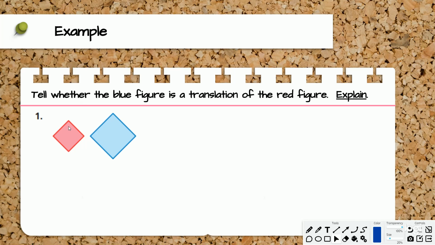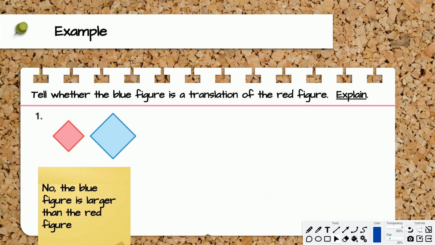And the first thing I notice is that the figure is moving, but it's also changing size. And a translation by itself does not change size or turn. So this one is not a translation. The blue figure is larger than the red figure. So it's not a translation.